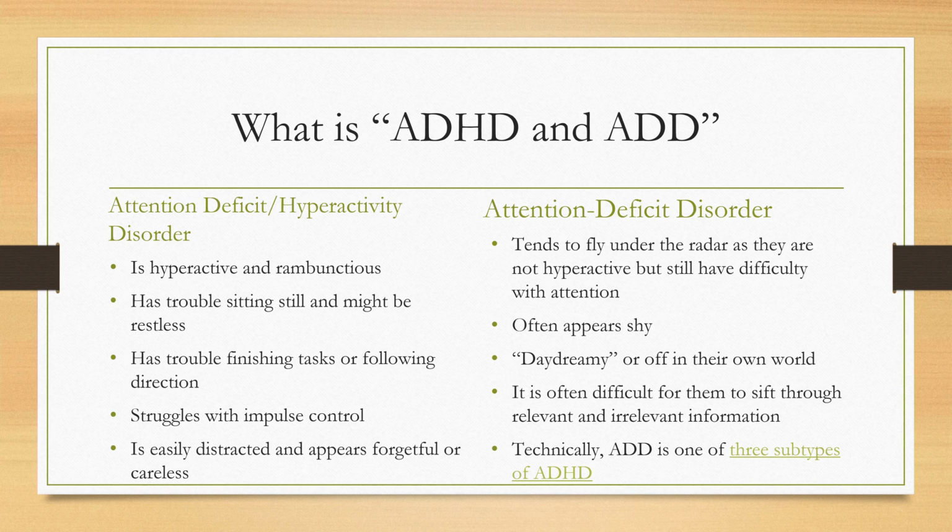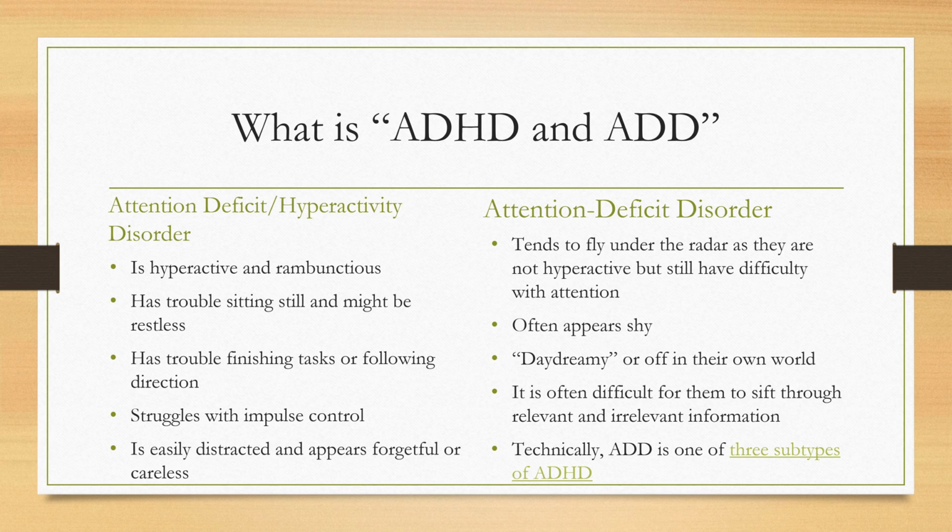What is ADHD and ADD? So I'm going to explain the differences between ADHD and ADD and also go over the types. So someone who has attention deficit hyperactivity disorder, or ADHD, will appear as being hyperactive and rambunctious, has trouble sitting still and might be restless, has trouble finishing tasks or following direction, struggles with impulse control, and is easily distracted and appears forgetful or careless.